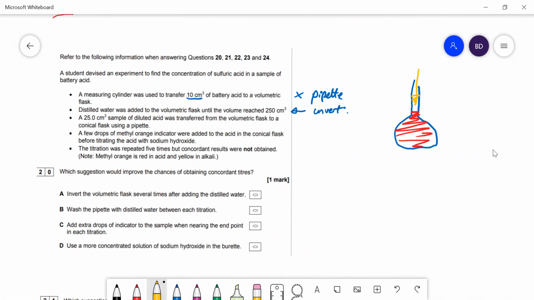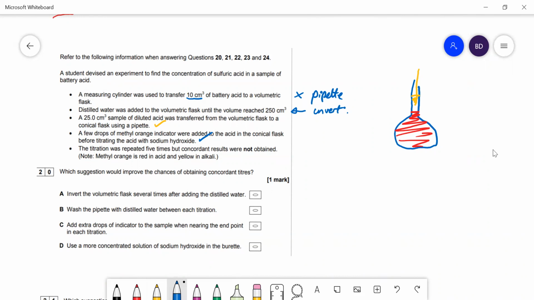25 sample was added with dilute acid was transferred to the volumetric using a pipette. That's good practice. That's fine. He used methyl orange indicator, a few drops. Methyl orange is fine for this titration, and that's okay. No problem there. And the titration was repeated 5 times. Okay, but he didn't get concordant results.